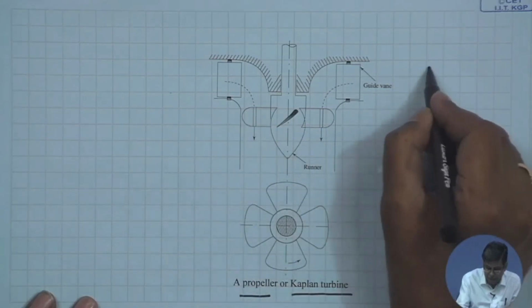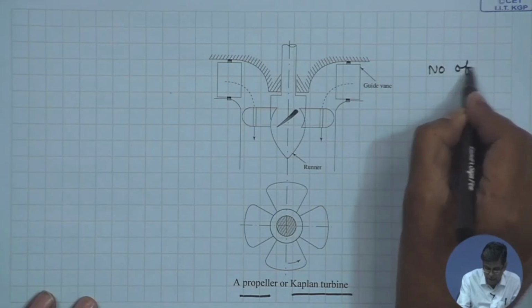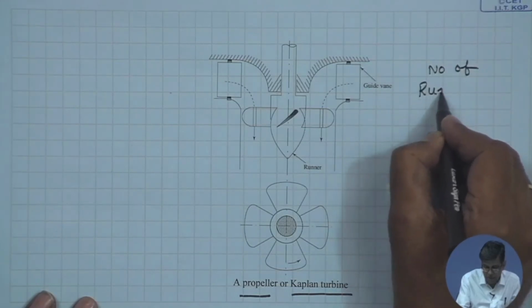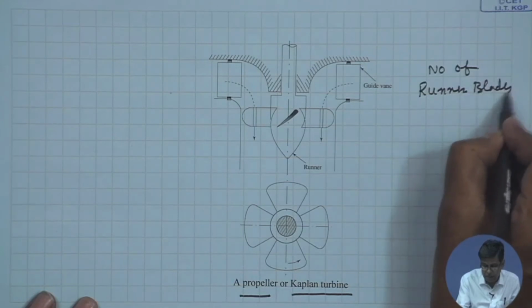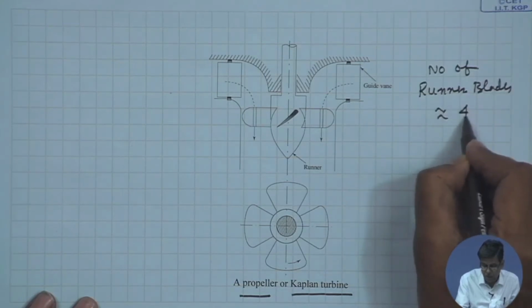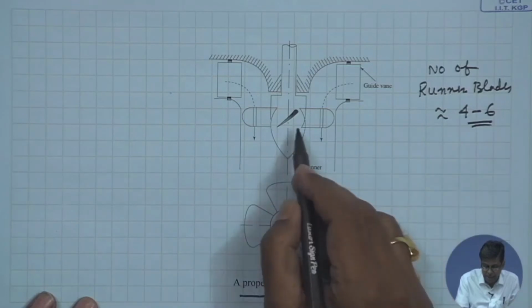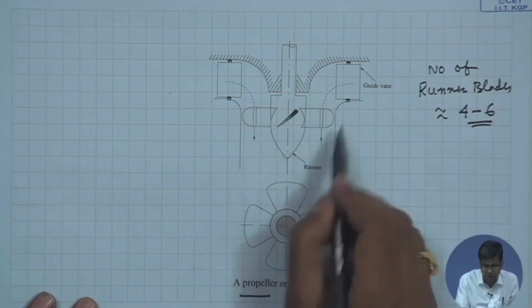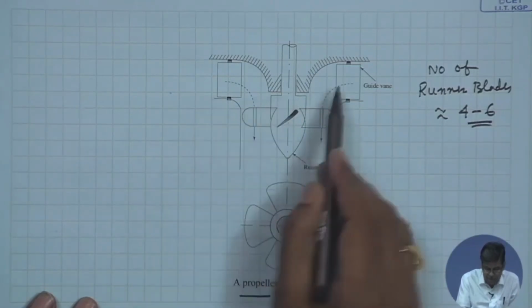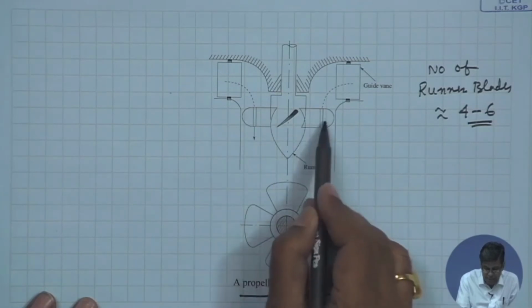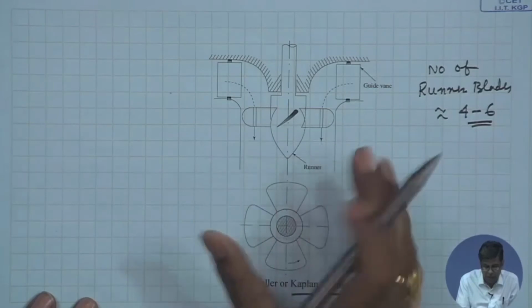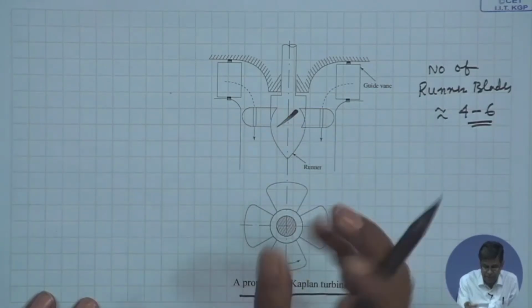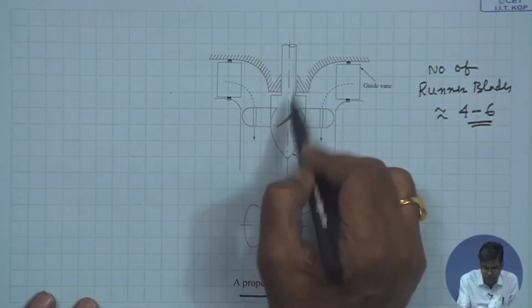The number of runner blades is usually limited to 4 to 6, and it provides a huge normal area of flow. Now, these are the guide blades, and this entire runner looks like the propeller of a ship. It rotates in this direction in a horizontal plane, and the shaft is vertical.